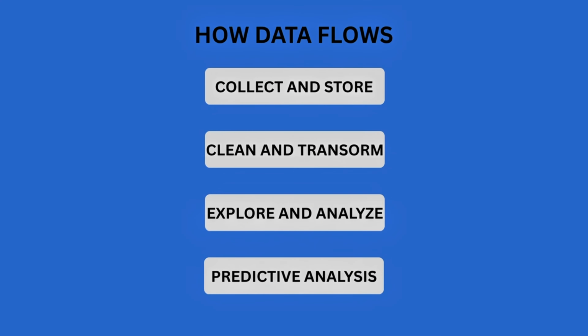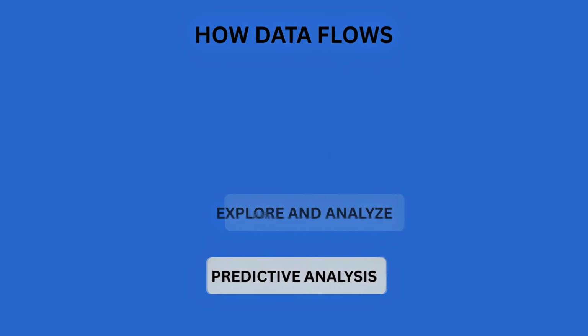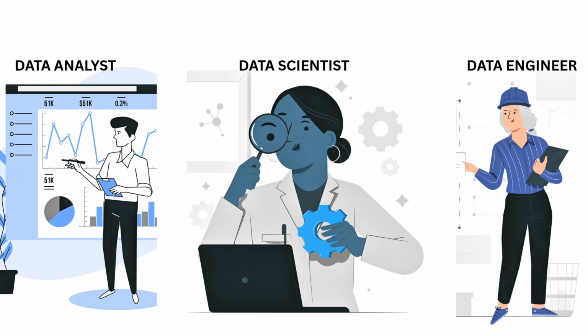This could be in the cloud like AWS, Google Cloud, and more, in databases like MySQL, flat files like CSVs, and even in data warehouses such as BigQuery or Snowflake. Next, the data has to be cleaned and transformed, removing duplicates, fixing errors, and formatting it so it's ready for use. Then, we explore and analyze the data to find useful insights. Finally, we can go further by using predictive analysis to forecast what might happen next. Now that you understand how data flows, I can explain how these steps map directly to the three main data roles: data engineer, data analyst, and data scientist.